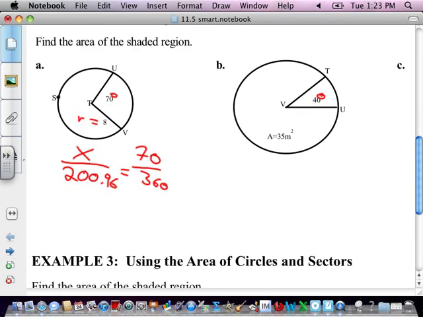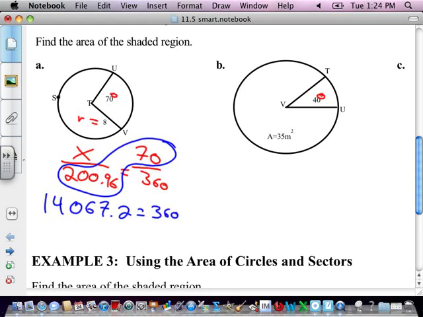Yes, you do. Now we're going to go 70 times 360. Miss Murphy, it's 70 times 200, not 70 times 360. Oh, thank you, you're right. So we're going to multiply these together. 200.96 times 70 gives us 14,067.2 equals 360x. And then what do we do?